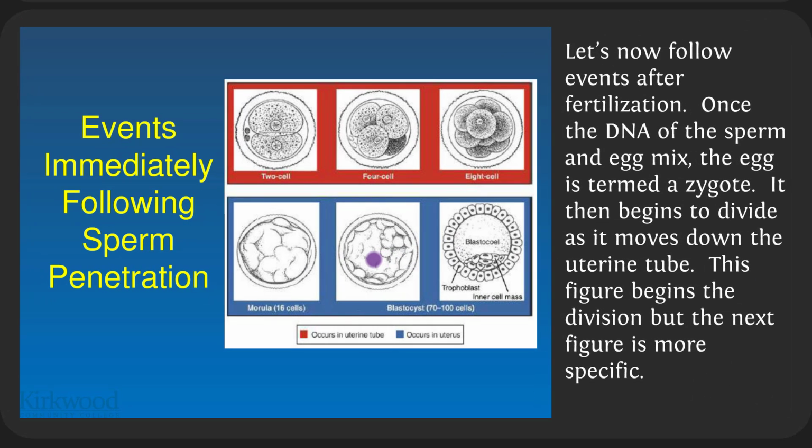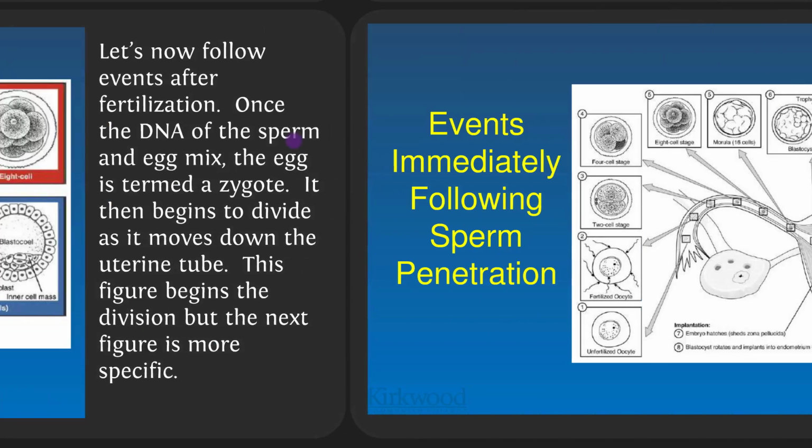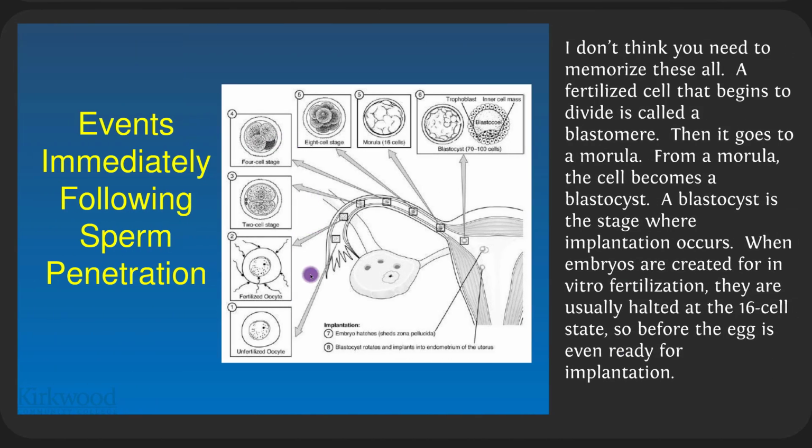Let's now follow the events after fertilization. So once the DNA of the sperm and the egg mix, the egg is termed a zygote. It then begins to divide as it moves down the uterine tube. This figure begins the division, but the next figure is a little bit more specific. So 2, 4 cell, 8 cells. This one's more specific because it shows an unfertilized oocyte, fertilized oocyte, 2 cell, 4 cell, 8 cell morula.